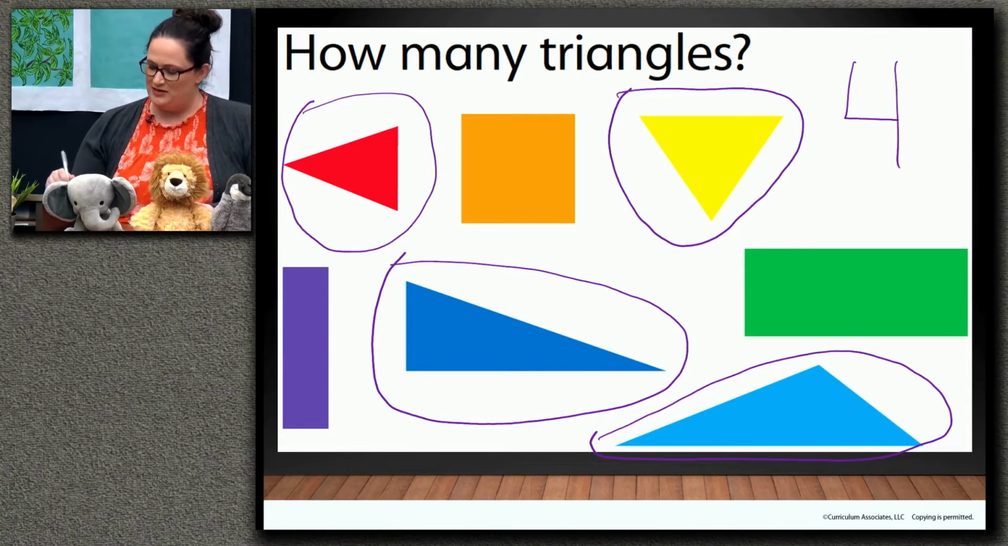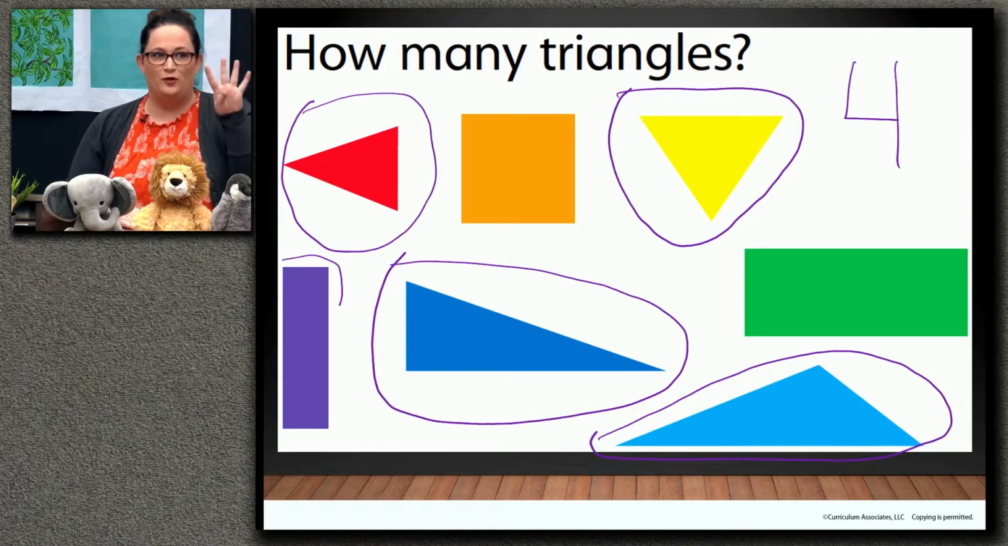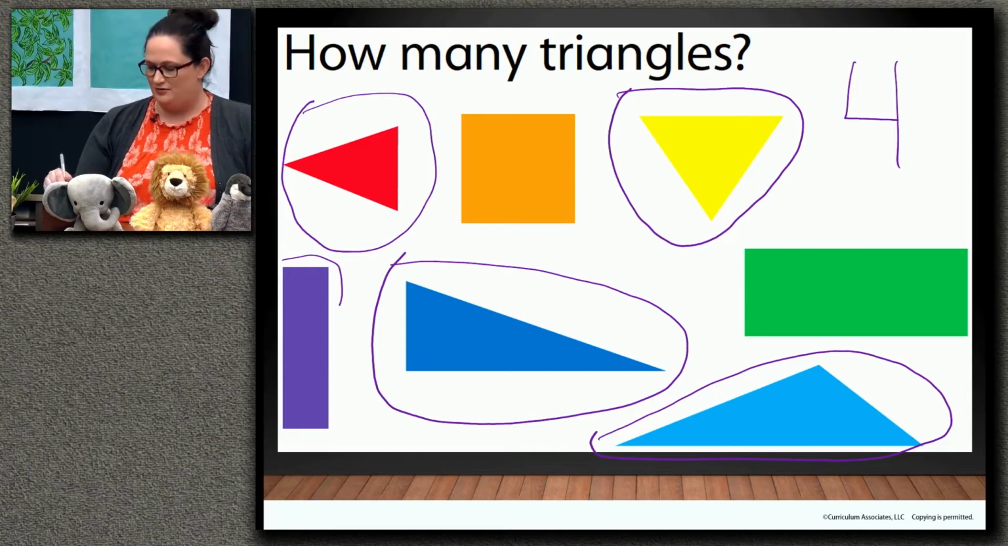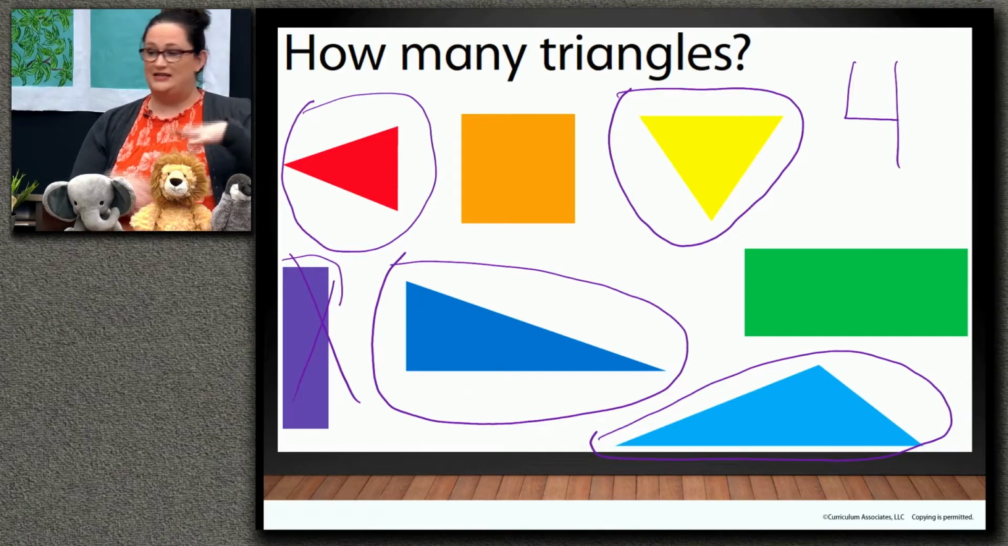Now this shape, this purple shape right here, that's a rectangle. How many sides does it have? It has 4 sides, not a triangle. What about this orange shape? How many sides does it have? 4 sides, not a triangle.